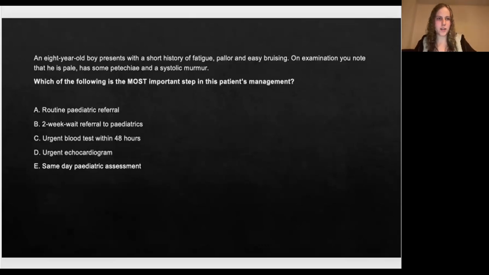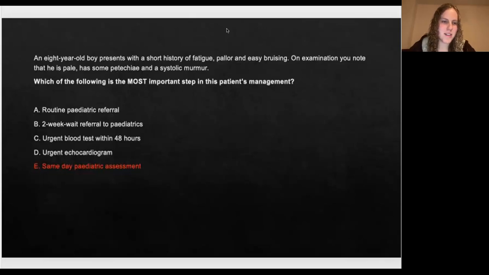Does anyone know the answer? C, that's a good guess. The answer is actually E, but C is a good guess. I actually thought that at first as well.